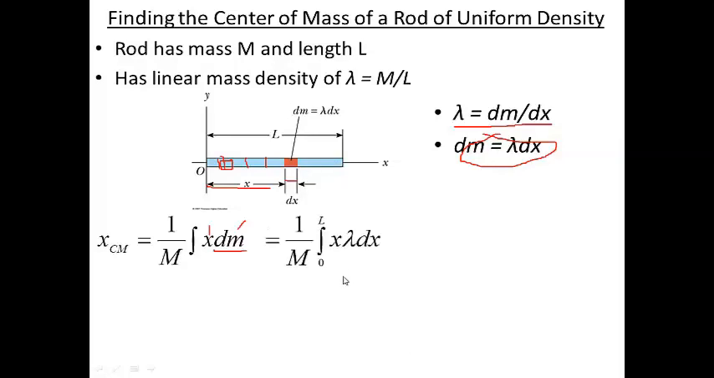And we also know we want to take the integral from 0 out to L, because the rod has a length of L. So these are our integral boundaries. Now we have 1 over M, which we can leave outside the integral, times x lambda dx. So we're taking x and integrating it in terms of dx, so that's helpful. And lambda is a constant. We can just take that out of our integral.